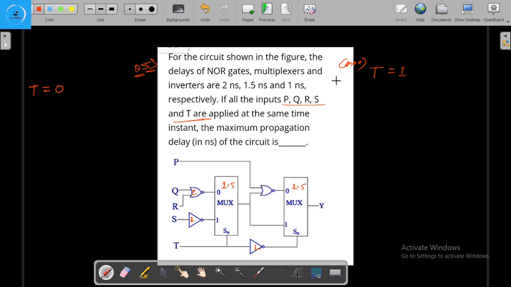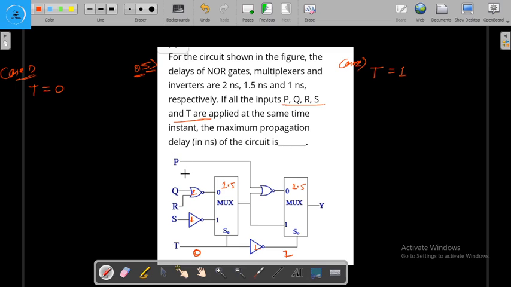Here is case second, here is case first. In the first case we have put that T will be logic 0. So if T is logic 0, then this will be logic 1 after 1 nanosecond, right?